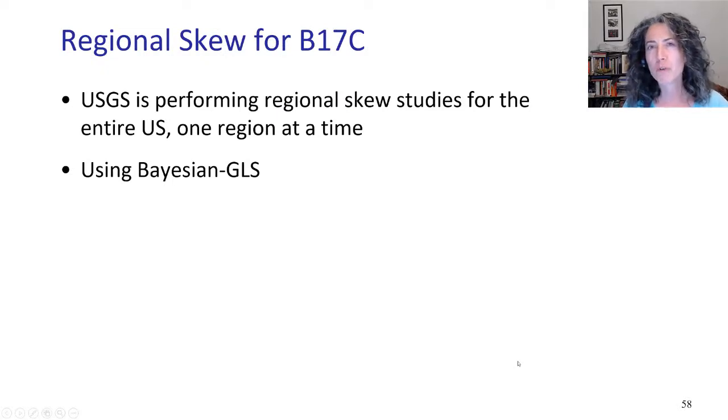So the approach for Bulletin 17C is recommending the use of even one step beyond generalized least squares, using Bayesian generalized least squares. But instead of recommending it be done by each analyst or each agency, the USGS has decided to perform regional skew studies across the entire United States, one region at a time.